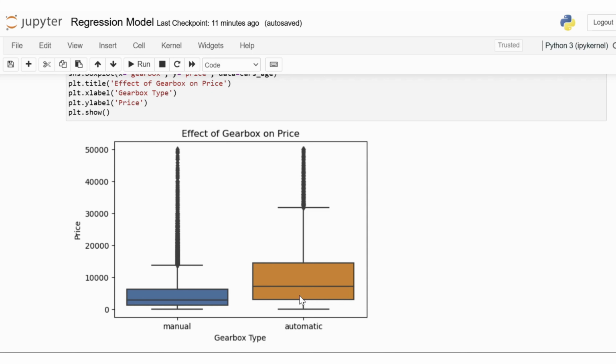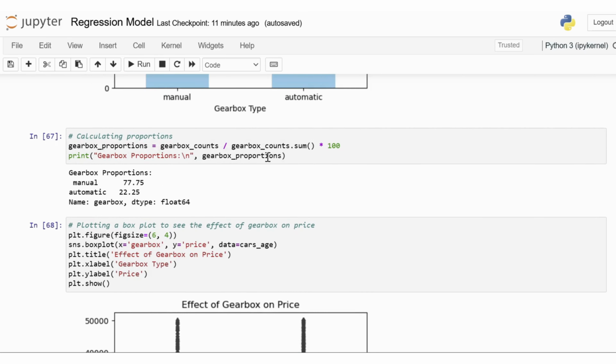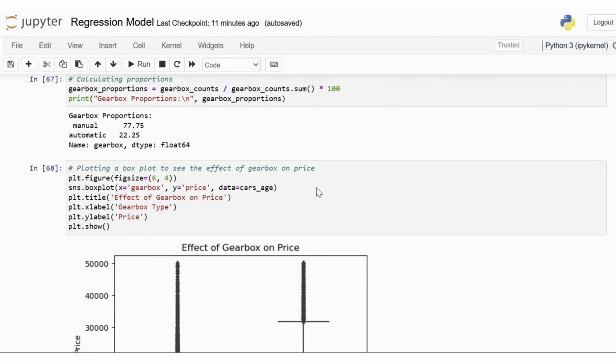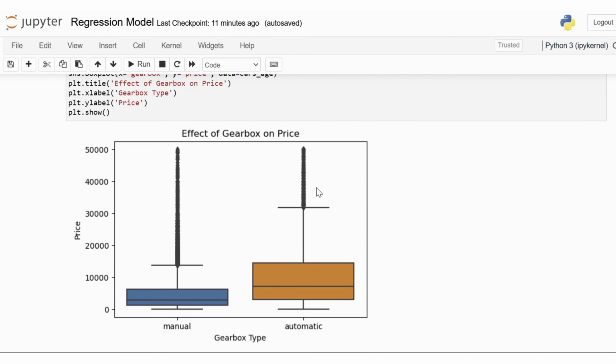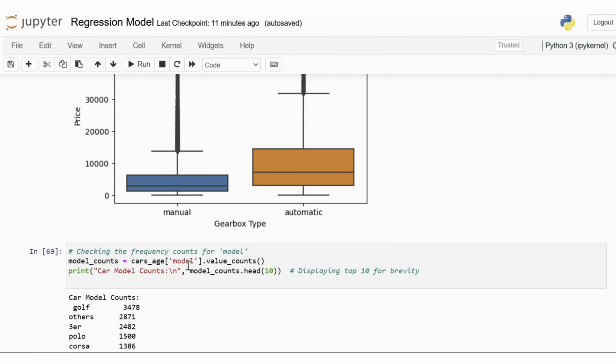So, the analysis confirms that the gearbox variable significantly affects the price of pre-owned cars. Manual gearboxes are more common but tend to have lower prices, whereas automatic gearboxes are less common but typically command higher prices. Given this clear impact on price, we will retain the gearbox variable in our final regression model to predict car prices. The next variable we will analyze is the model of the car.